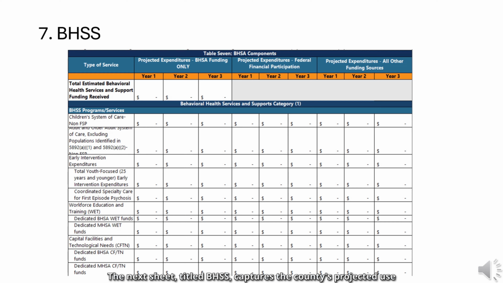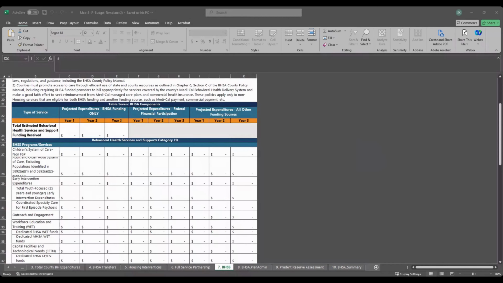The next sheet, titled BHSS, captures the county's projected use of BHSA funds to provide community-based behavioral health services outside of FSP and housing interventions. BHSS is meant to support comprehensive, community-based behavioral health care for individuals with mental health and substance use disorders. Its focus is on delivering a range of services and supports that promote recovery, stability, and improved quality of life. Per Welfare and Institutions Code Section 5892, 35% of BHSA funds distributed to counties shall be used for BHSS.